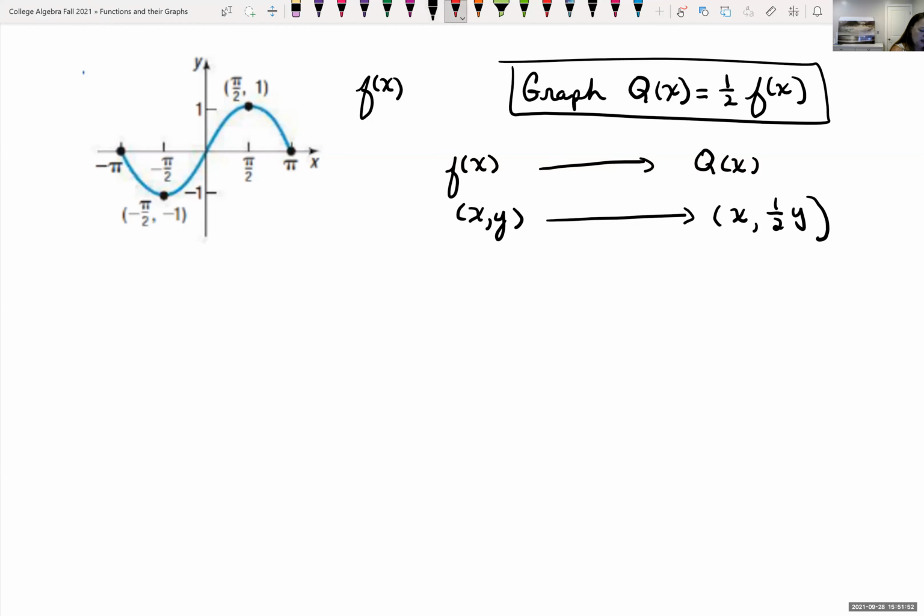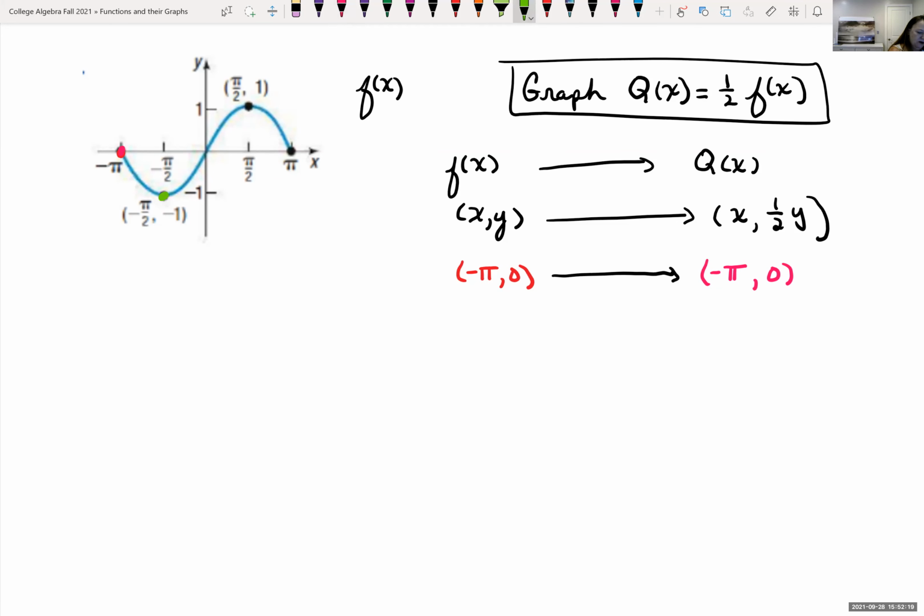So choosing points, if we had a point here, which was at (-π, 0), and we multiply our y value by 1/2 and keep the x value the same, I have -π, but 1/2 times 0 is still 0. Okay, so that point is going to stay there and it's not changing.